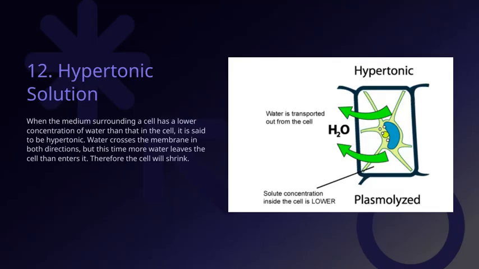Now, let's talk about hypertonic solutions. When the environment surrounding a cell has a lower concentration of water compared to what's inside the cell, we call that a hypertonic situation. In this case, water still moves across the cell membrane in both directions, but more water tends to leave the cell than enters. As a result, the cell begins to shrink or shrivel.